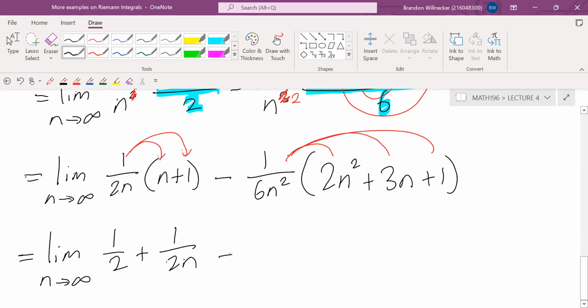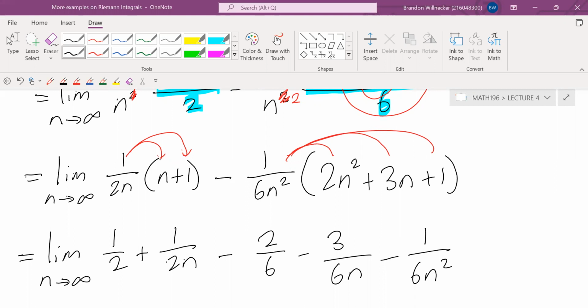So we're going to have minus 2n squared over 6n squared. The n squareds are going to cancel, so we're just left with 2 over 6. And then the next term, we're going to have minus 3n over n squared. We're going to be left with an n at the bottom, so this is divided by 6n. And then we have minus 1 over 6n squared. Okay, so that's just distributing everything out.